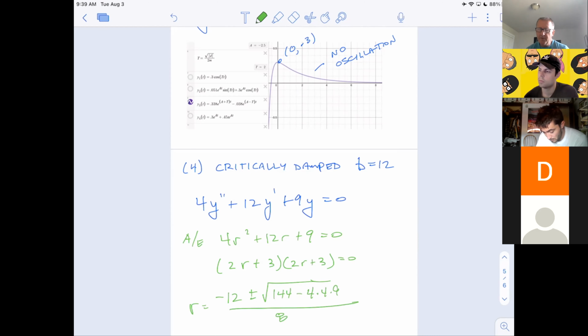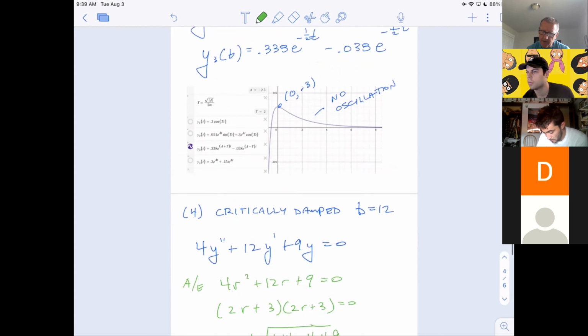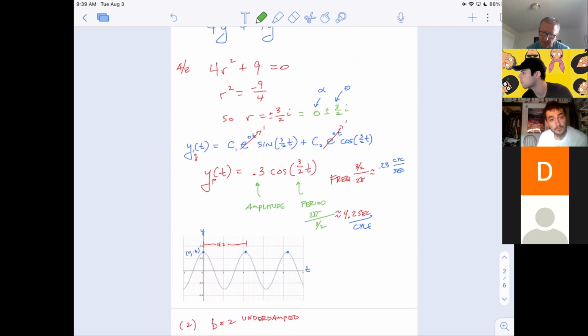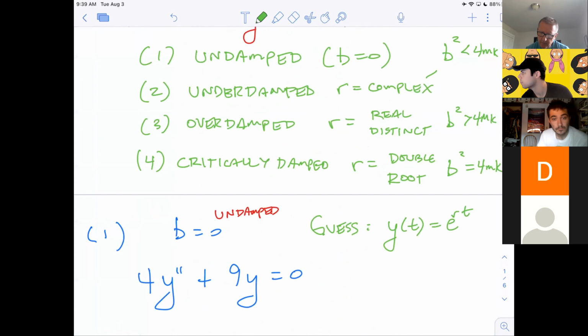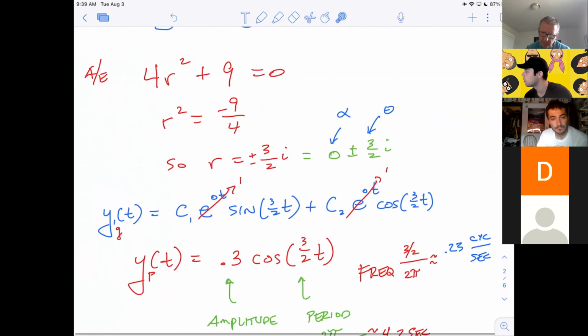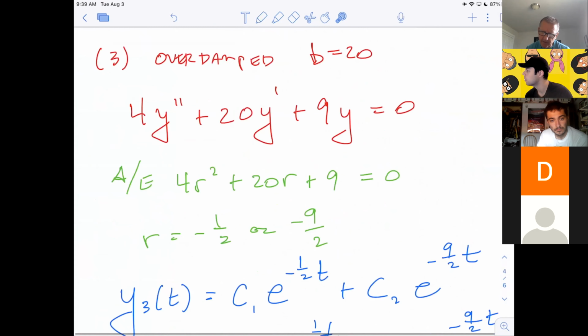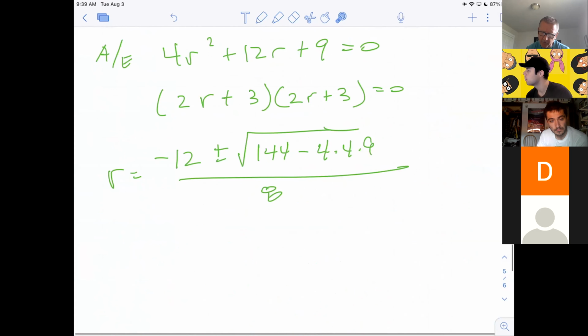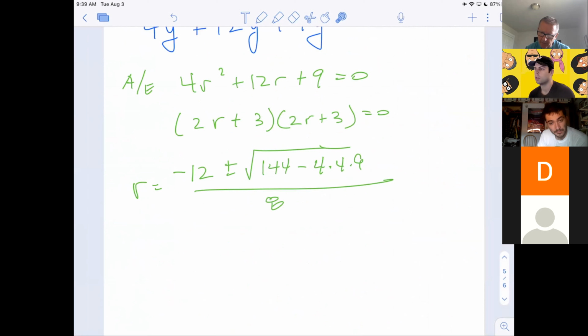But it's interesting what happens. What happens here? And I said this on my original note. What did I say happened originally back there to this particular case? The b squared is exactly equal to mk. You get 0 under the square root. And that's what happens in this case. But again, I want you to be thinking like, why is that called critically damped?